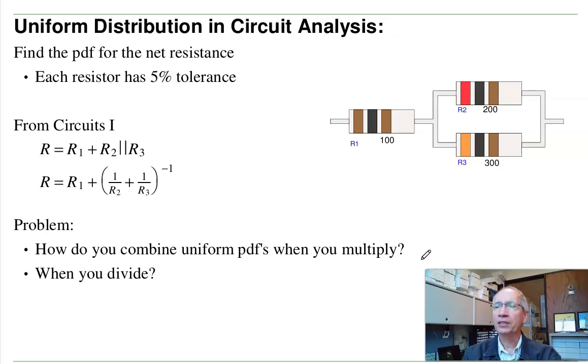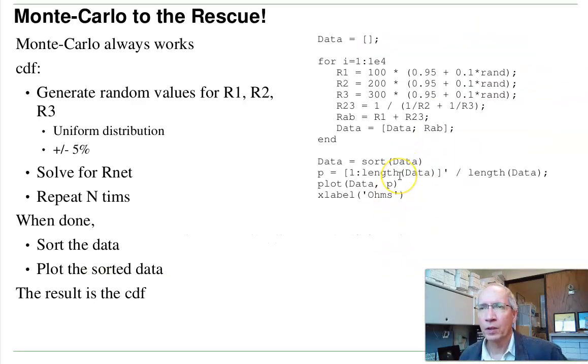Well, if they are in series, they add. I know how to add uniform distributions. In parallel, it's the sum of the inverses inverted. How do you combine uniform distributions when it's the sum of the inverses inverted? Actually, I don't know. This is where Monte Carlo comes in. I can run a Monte Carlo simulation for this pretty easily. So, let's use Monte Carlo instead. Monte Carlo to the rescue. Monte Carlo pretty much always works.